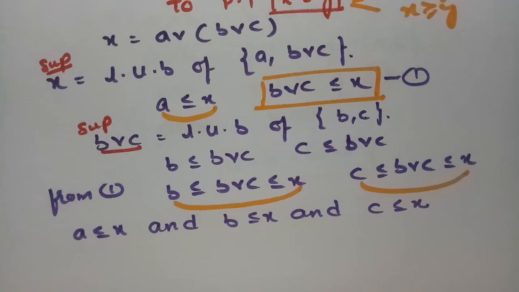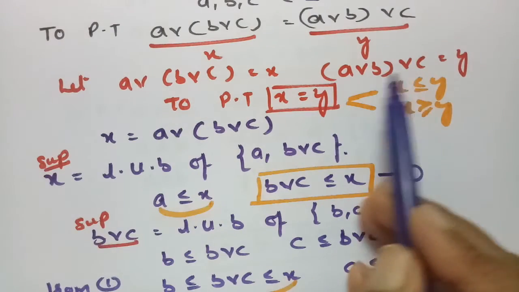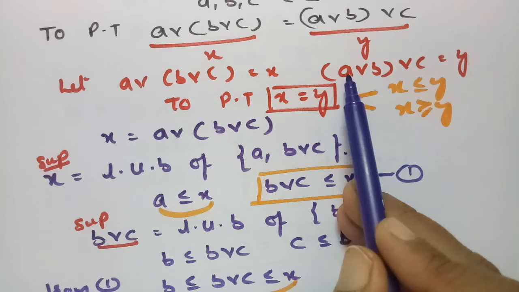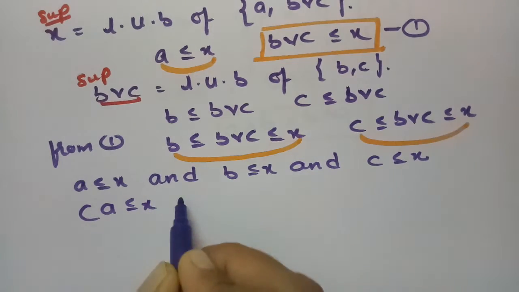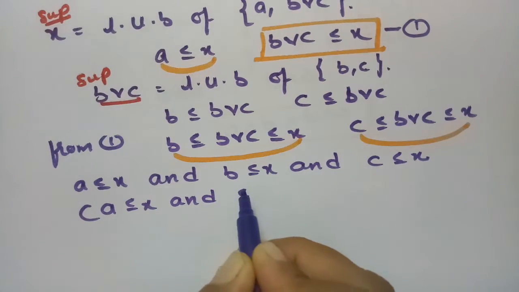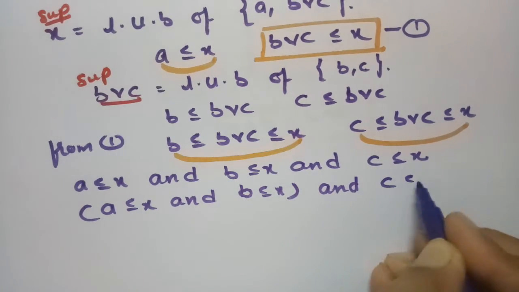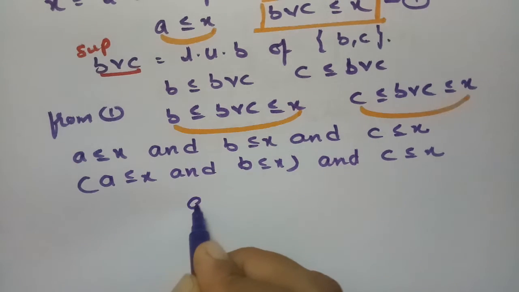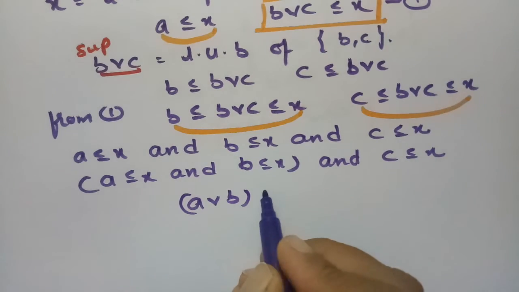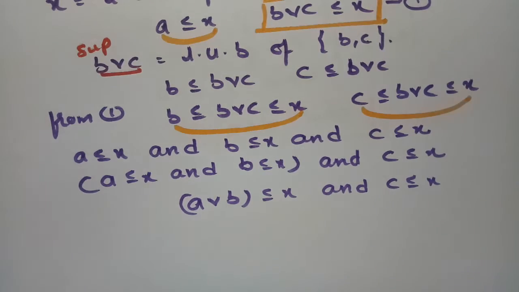And I need to show this relation towards Y, where I have taken X. So what is there here? A join B is there, so I am clubbing these two. I am writing A less than or equal to X and B less than or equal to X, and I am leaving C less than or equal to X outside. So this can be written as A join B less than or equal to X and C less than or equal to X.